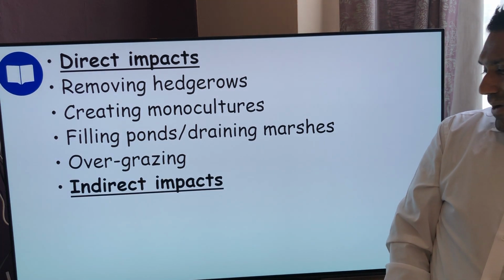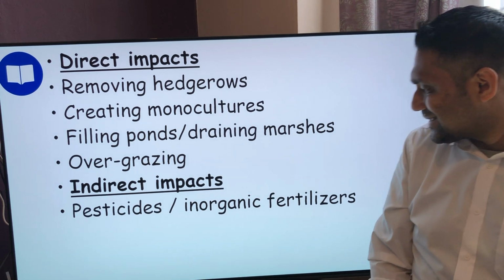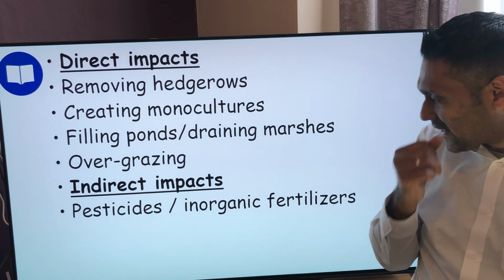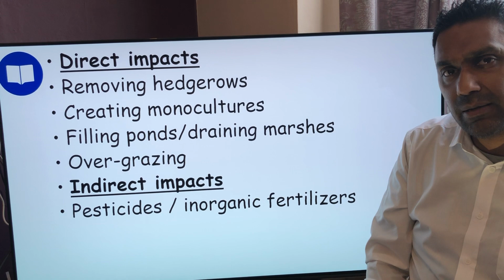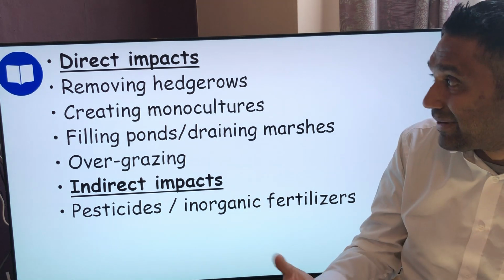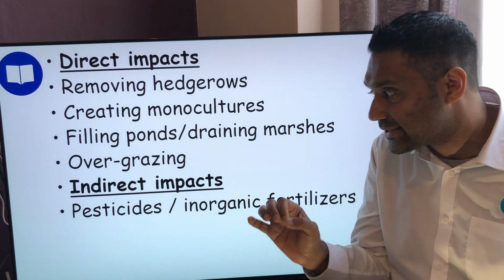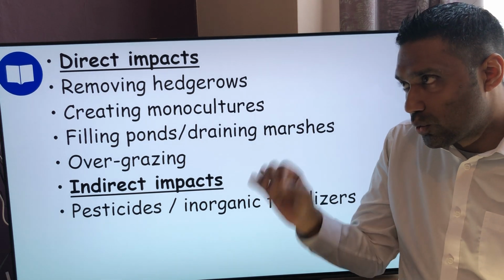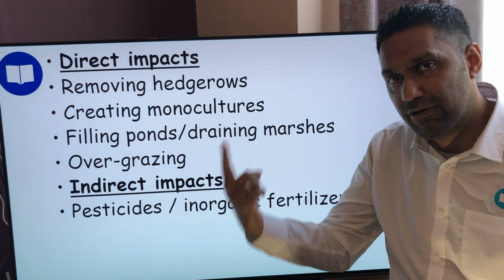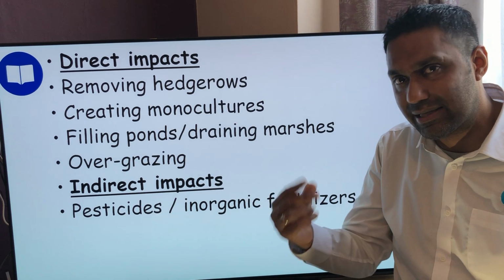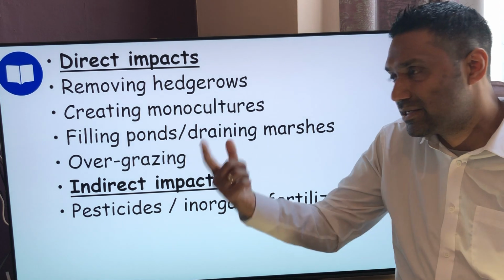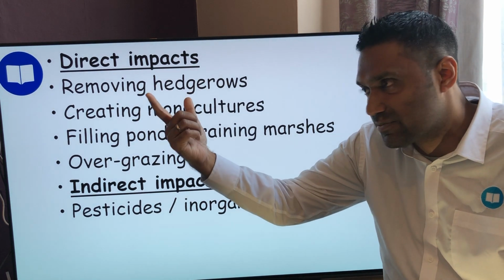What are the indirect impacts? Well, the indirect impacts are things like pesticides and inorganic fertilizers. If you're spraying pesticide, it's more, I suppose, a direct impact in the sense that you're killing a particular insect. So therefore, what you're having is a knock-on effect on the entire food web, because that insect, like the green fly or an aphid, might be eaten by a ladybird. Then that ladybird gets eaten by a spider or something.